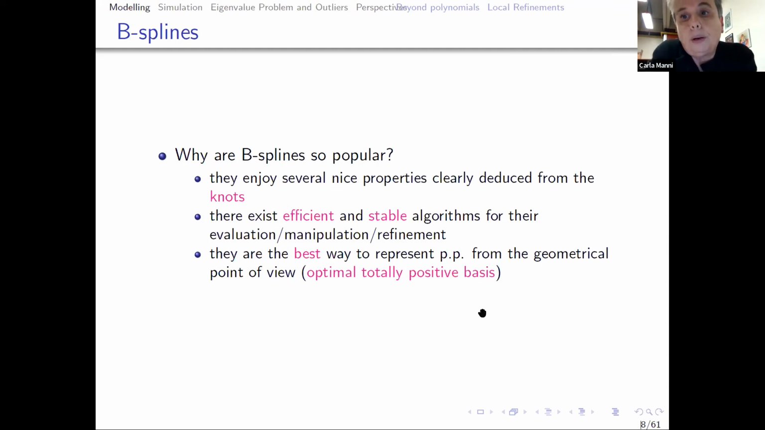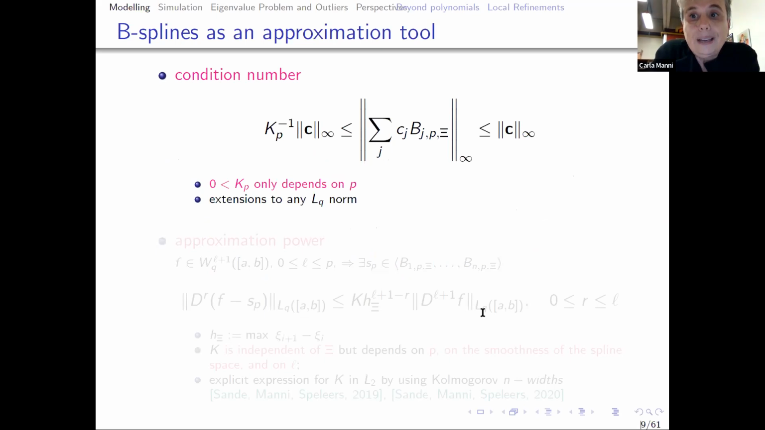In addition, they are also so popular because they are the best way, best in a special sense, to represent a piecewise polynomial, at least best from the geometrical point of view, because the B-spline basis is the optimal normalized totally positive basis for this space. So I don't want to go into the details of this fact, but this is quite important from the geometrical point of view. But since we are going to move from modeling to simulation, the geometric properties are not the only properties which are important for the functions we are going to deal with.